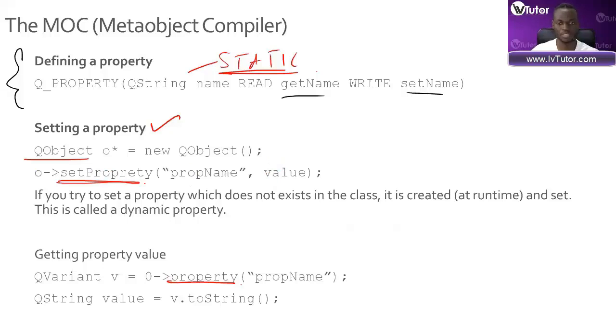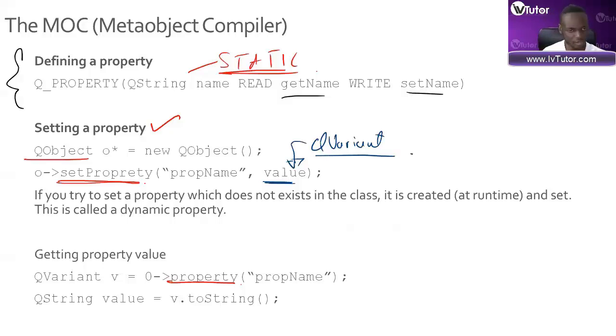So in other words, this is the actual value. If it's a date, put a date here. If it's a string, then put a string there. If it's a float, then put a float there. In other words, this argument is a Q variant, right? We'll talk about it just now. That is how you set the value of a property, right?